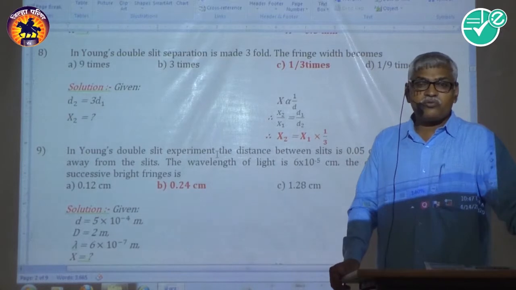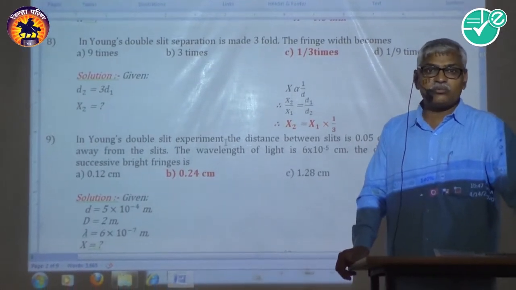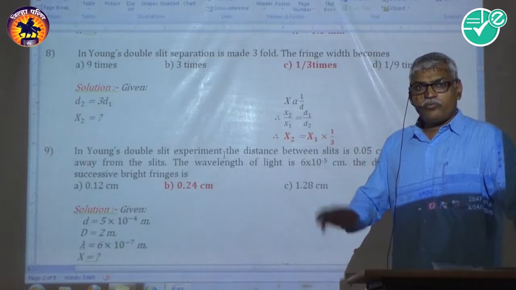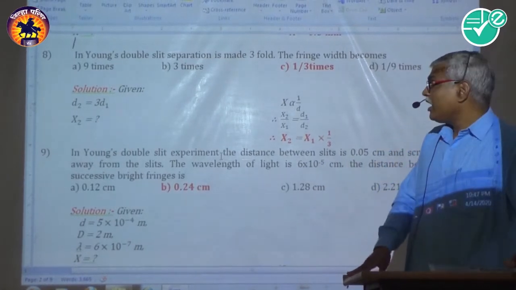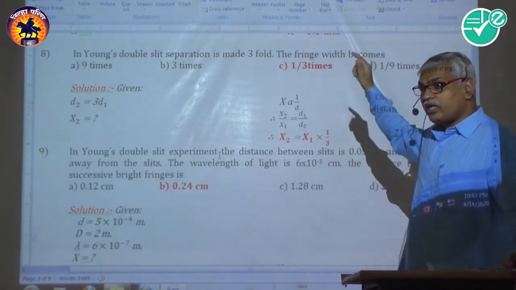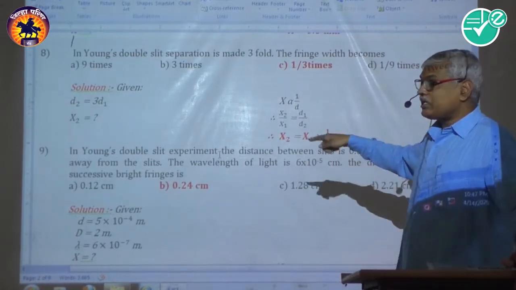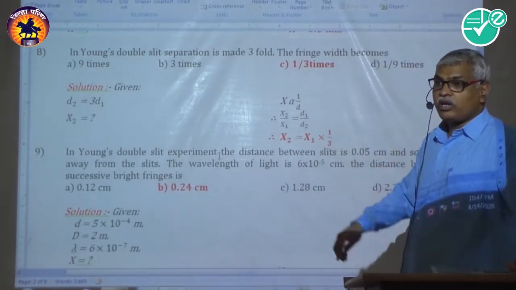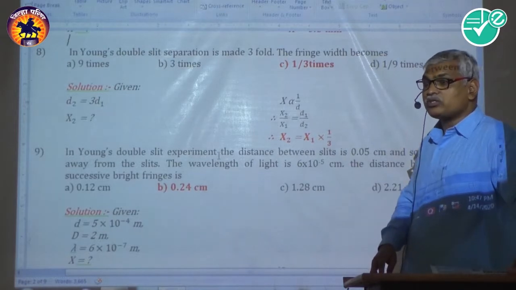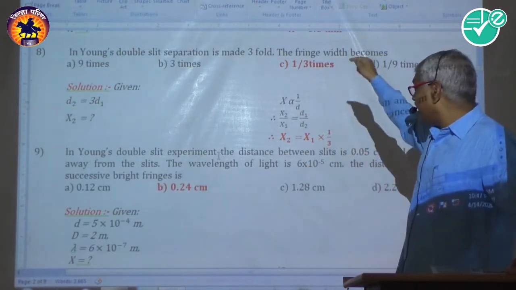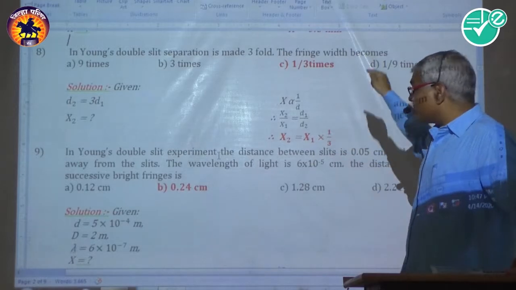Capital X is the symbol of fringe width and small d is the symbol of slit separation. Now the same formula, capital X is equal to lambda D upon small d. This means that capital X is inversely proportional to d, by keeping capital D and lambda constant. X is inversely proportional to d. This shows that X2 upon X1 is equal to d1 upon d2.